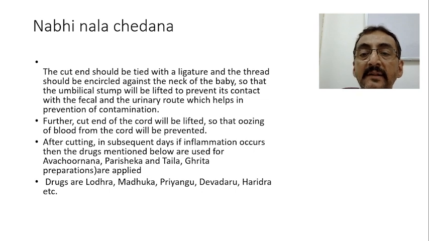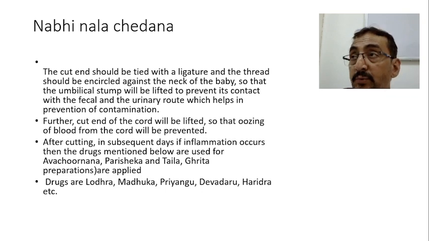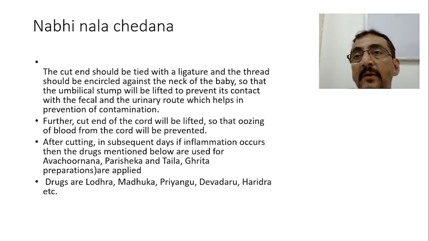So after cutting, in the subsequent days, if suppose inflammation occurs, then the drugs mentioned below are used for avachurnana, which is sprinkling, parisheka, and the lepa should be done. Avachurnana and parisheka and lepa should be done, and some of the taila and grita preparations are also applied. That is also mentioned. So he says the first part is cutting up the umbilical cord and taking care of it. Second part is now taking care of the umbilical stump.